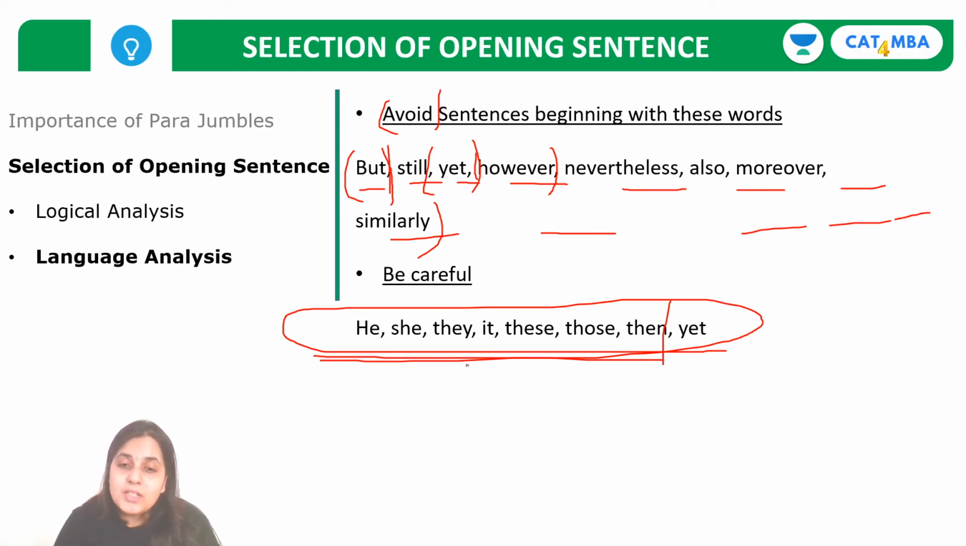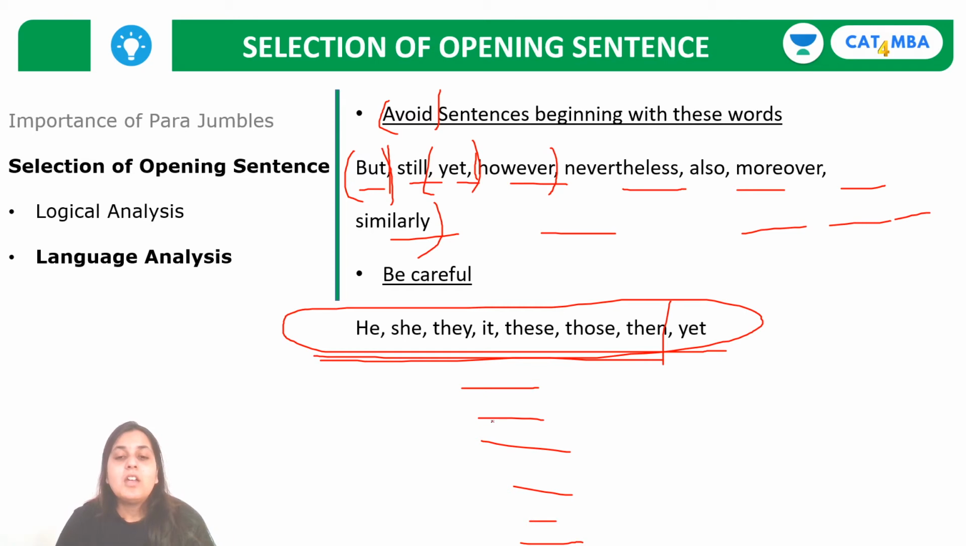But if all the statements say he, and there is no noun in any statement, then you can start with the pronoun. Okay, so I'm saying be careful. I'm not saying definitely eliminate it, that it can never be the opening sentence. No, be careful. Be extra cautious. Search for the noun. If the noun is there, then put the noun first and then come to the pronoun.